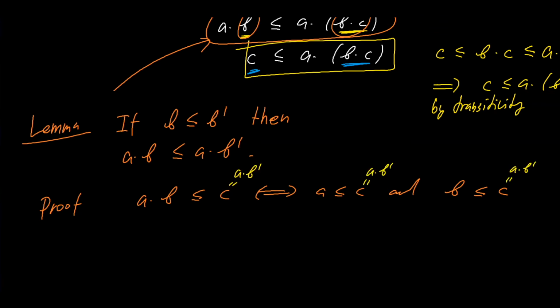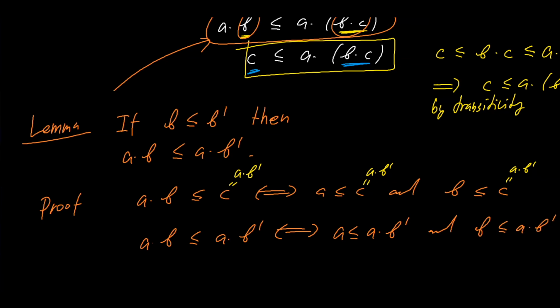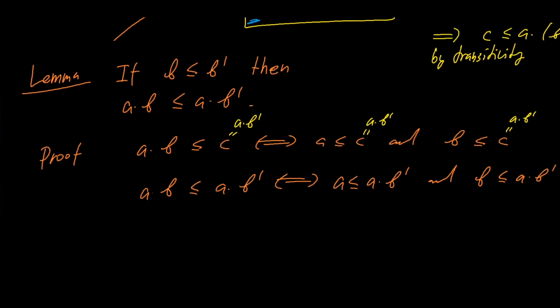What are we going to get? We're going to get A dot B is less or equal to A dot B prime, which is what we want to get in the end, being equivalent to A is less or equal to A dot B prime, and B less or equal to A dot B prime. So to get this, which is what we want, we just need to prove this part.